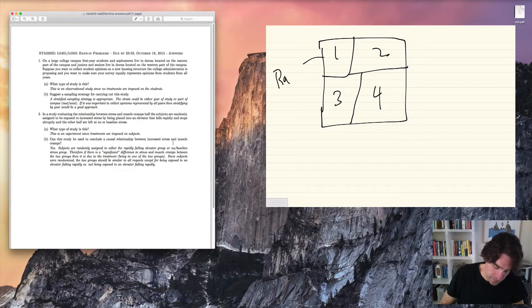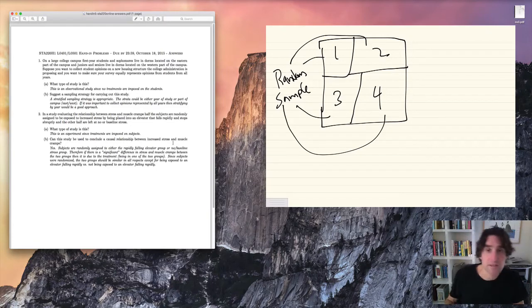So random sample from here, and a random sample from here, and a random sample from here, and a random sample from here. Where in each of these random samples, so for example, in first-year students, each first-year student would have an equal probability of being picked. In second-year students, each second-year student would have an equal probability of being picked, and so on. Now let's move on to the next question.